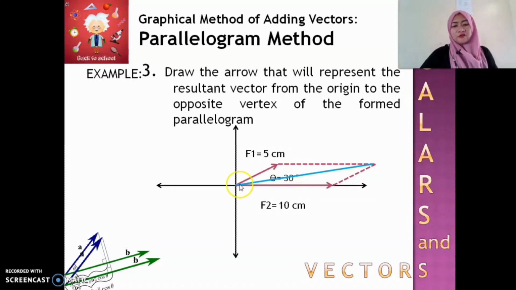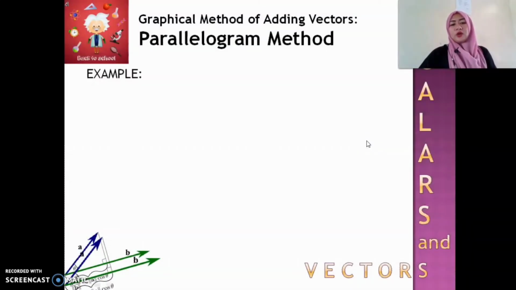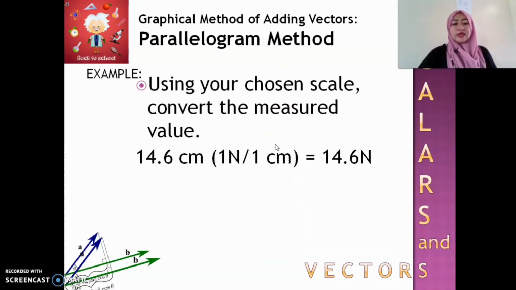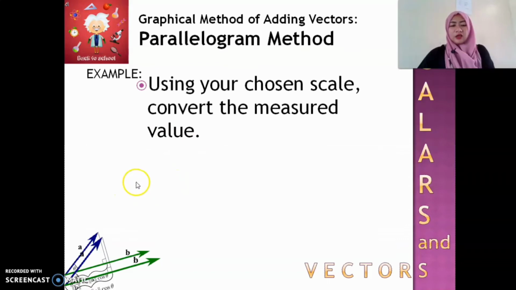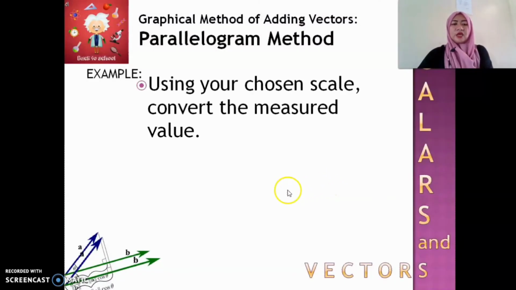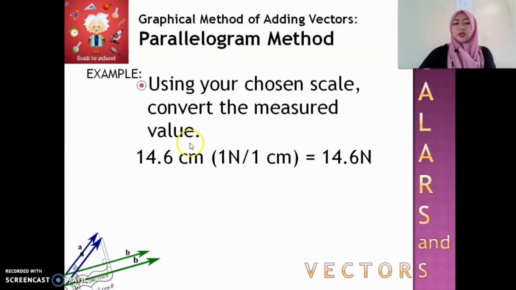So in this case, you have to draw this and measure this line using your ruler, and for you to be able to know what the value of that is, you have to convert the measured value using your chosen scale. For example, if you have measured correctly, approximately the length of this line here, this color blue, would equal 14.6 centimeters. And let's convert this, recalling our scale, that is 1 Newton is equal to 1 centimeter. So therefore, our resultant value is equal to 14.6 Newton.